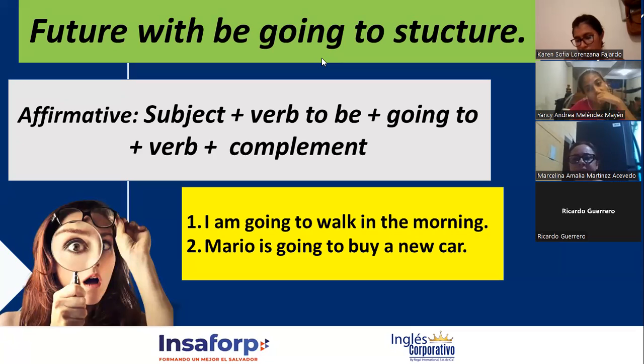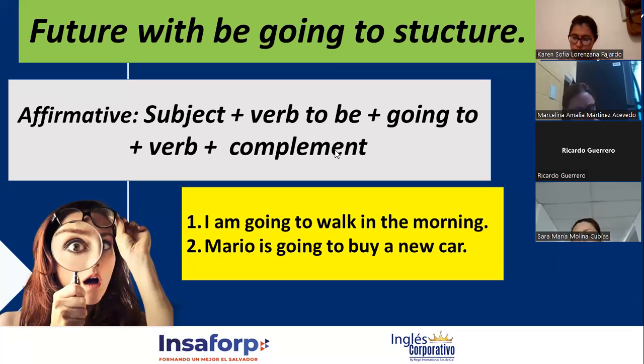I'm going to run in the park. I'm going to eat ice cream in the afternoon. I'm going to clean my room. Very good, Natalie. Great job. Perfect. Okay. Esas son las oraciones en primera persona utilizando el future with the verb to be and the auxiliary going to. Okay.